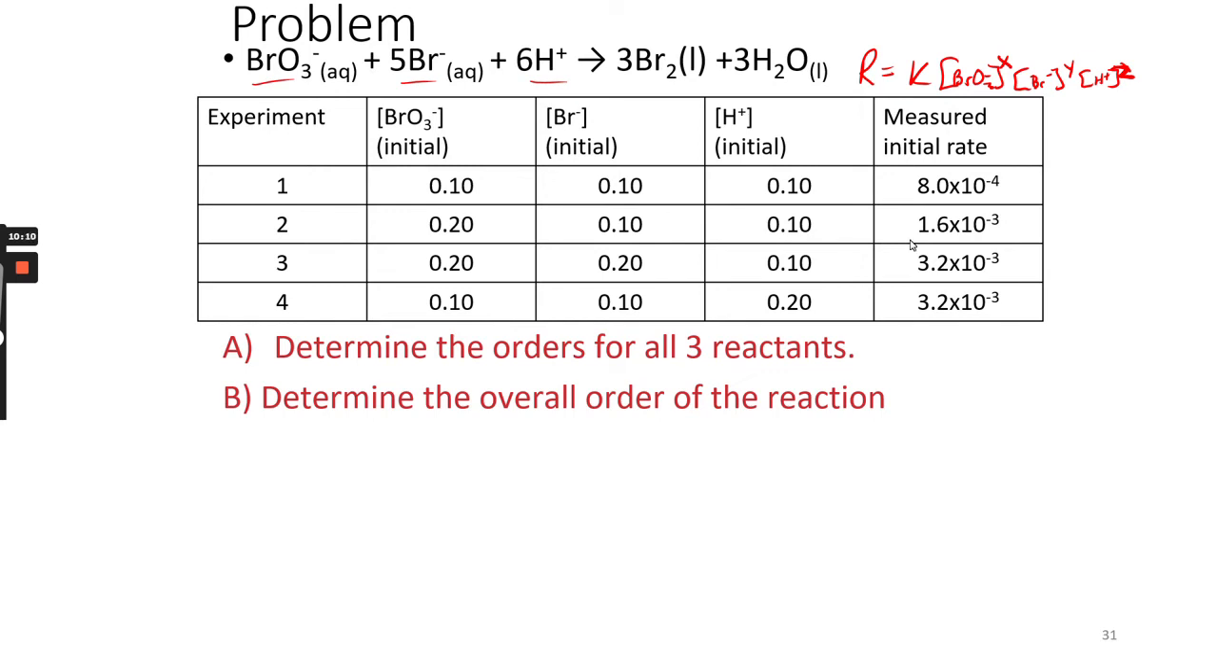So you want to pick some reactions where only one of the reactants' concentration is changing and the other two are being kept constant. So I'm currently looking at reactions 2 and 1. These two are constant and these two are constant. So only BrO3 is changing. So what I'm going to do is compare, and you always want to put the one that has a larger value on top. It just makes doing the math easier. So I'm going to compare reaction 2 to reaction 1. So remember my rate law is, and for this example, I'm going to write it all out.